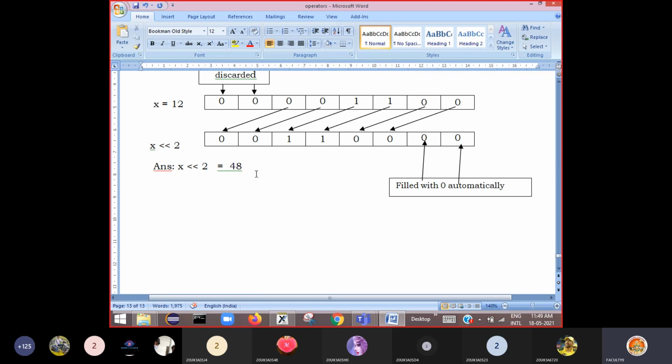Now if I ask you without these diagrams, okay, so now hope you can solve a problem. Okay, so if I say x is equal to 12, then if I ask you what is the answer for x left shift 4, what is the answer you will get here? Can anyone?